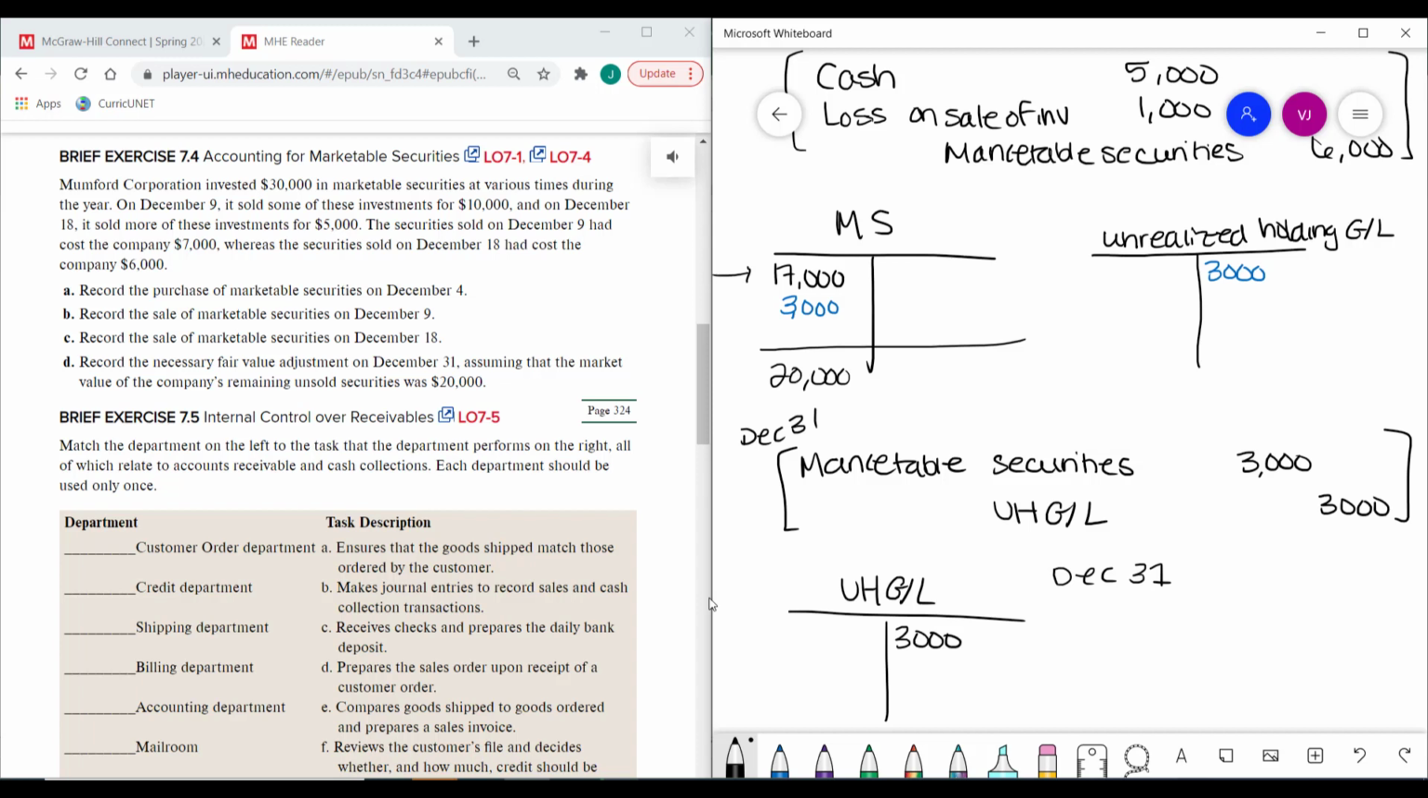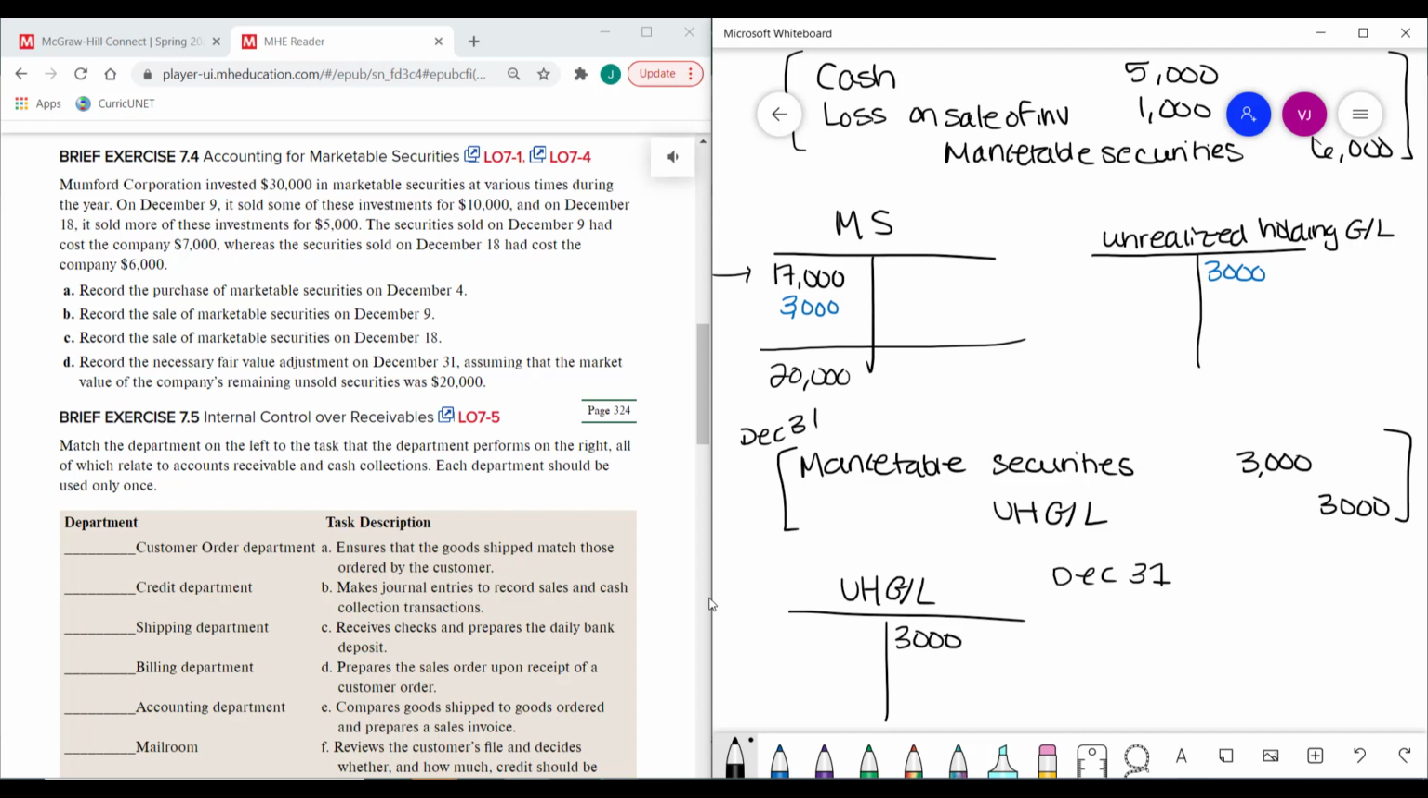So now what did we learn in Chapter 7? Well, the unrealized gain or loss account, that goes on the income statement, doesn't it? It's a non-operating item that goes under other revenues and expenses. It's part of the income statement. And because it's part of the income statement, it's going to get closed like all of the other revenues and expenses and gains and losses. So anything on the income statement gets closed.